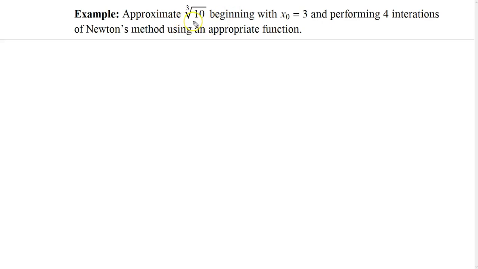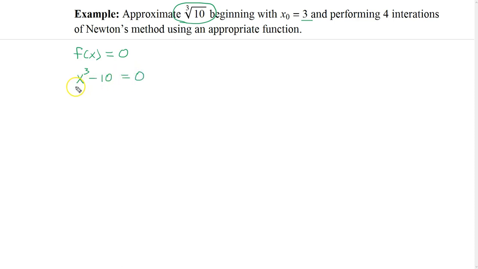Now in this example, we want to approximate the cube root of 10, beginning with an initial guess, x0 equals 3. And we want to perform 4 iterations of Newton's method on an appropriate function. Now you notice we're not given the function f of x for which we want to solve this equation. We're not given the f of x, so we have to figure out what f of x should be. Well, the function we're going to use is going to be x cubed minus 10 equals 0.